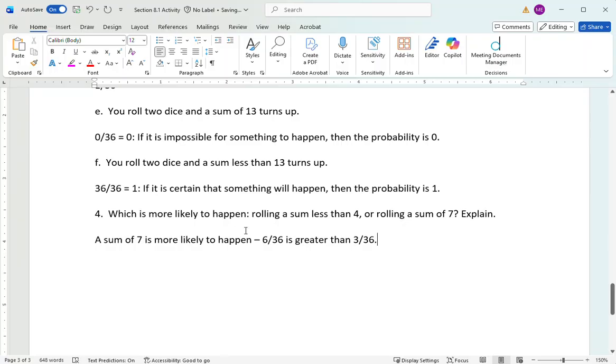And so I'm using the unsimplified fractions here to compare them, just because it's easier to compare two fractions if they have the same denominators. So the sum of 7 is more likely to happen in this case.